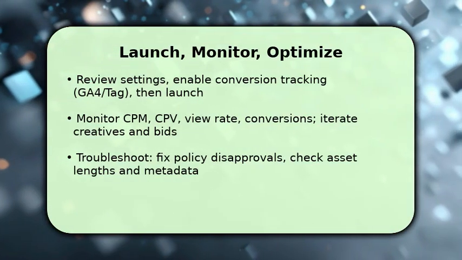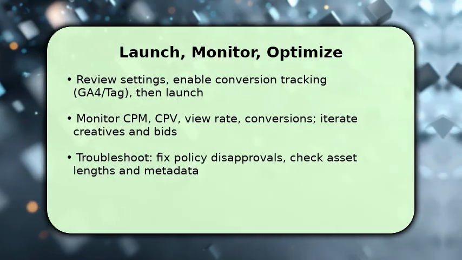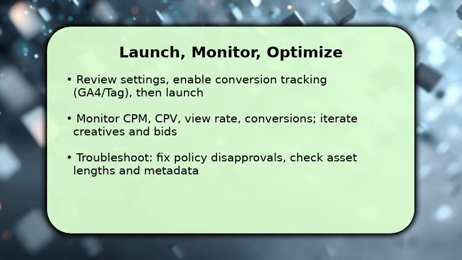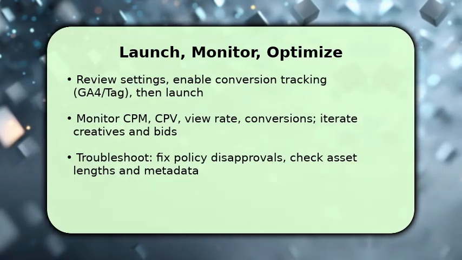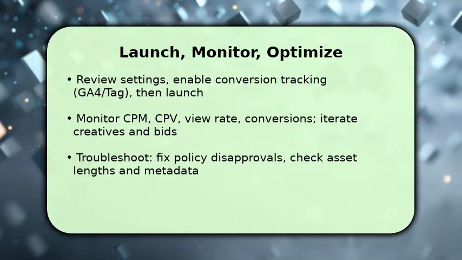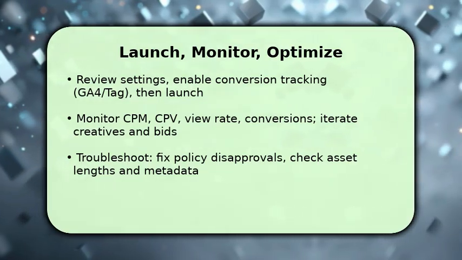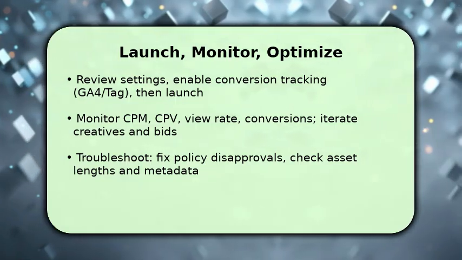Once you launch, monitor CPM, CPV, view rate, and conversion metrics daily to catch issues quickly. Make iterative changes. Swap creatives, tweak bids, adjust audiences, and test placements. If performance drops, pause low performers and reallocate budget to winners. Troubleshooting tip: if an ad is disapproved, review policy feedback, shorten or edit content, and resubmit. Policy fixes.